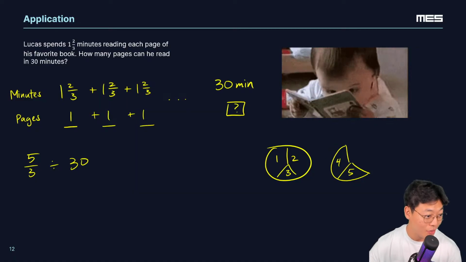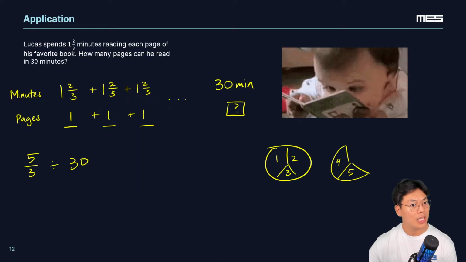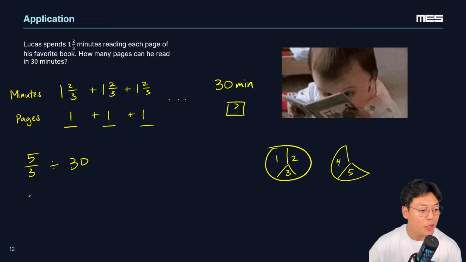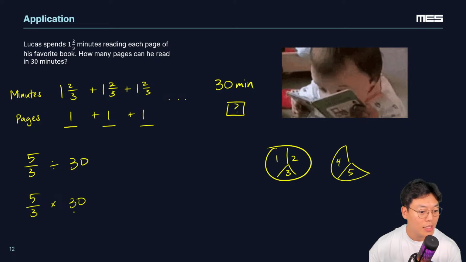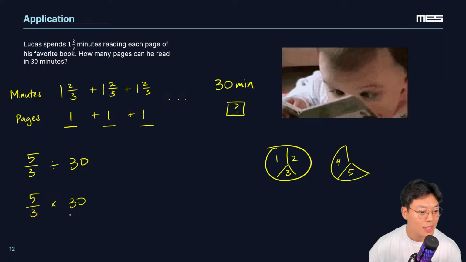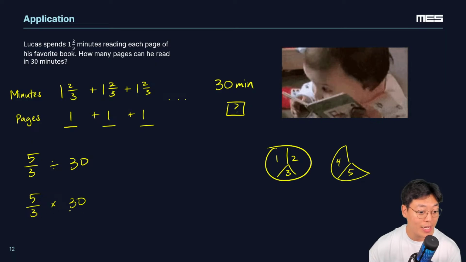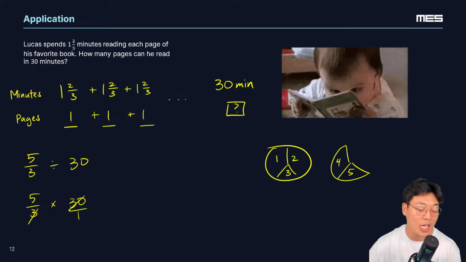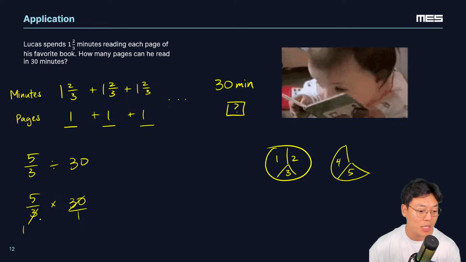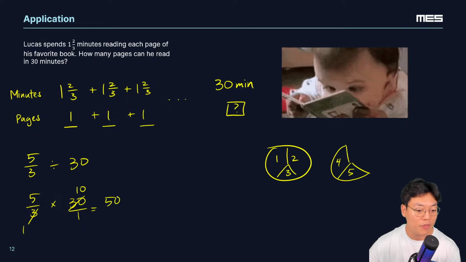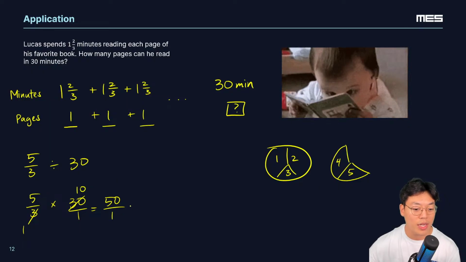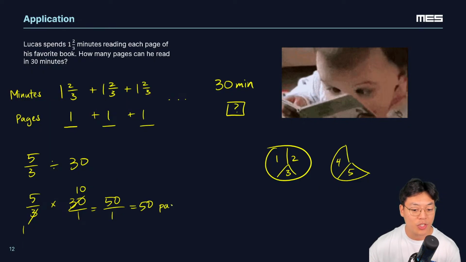5/3 times 30. Okay, that's another way to think about it. If we do 5/3 times 30, we could do this right now, by the way. 3 and 30 have a common factor of 3. So this becomes 1. This becomes 10. So we have 5 times 10, which is 50. 1 times 1, which is 1. So we have 50 pages.